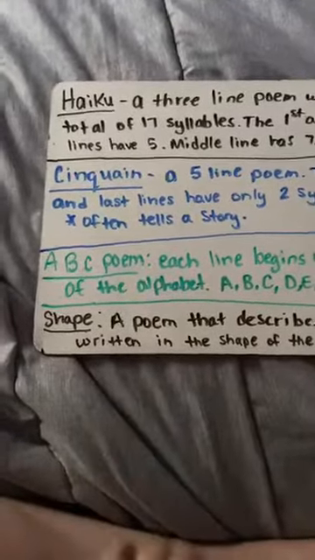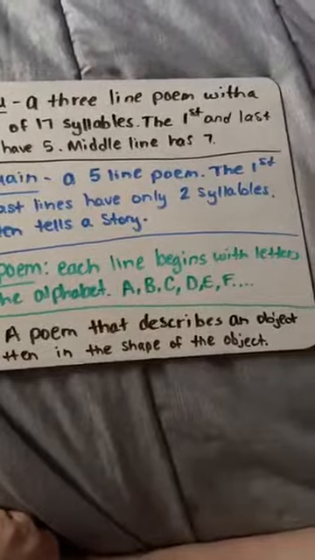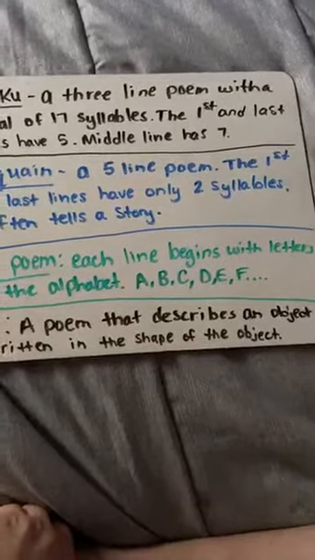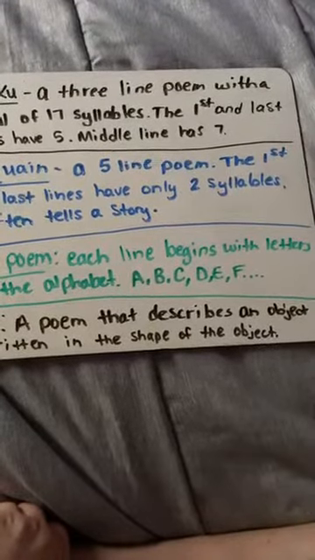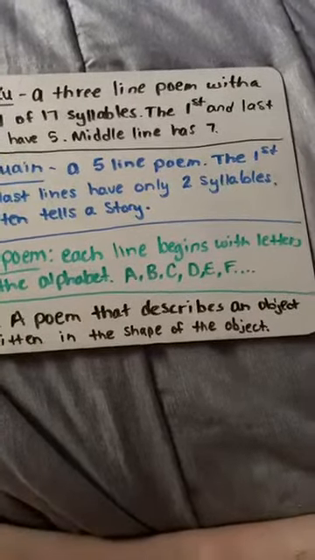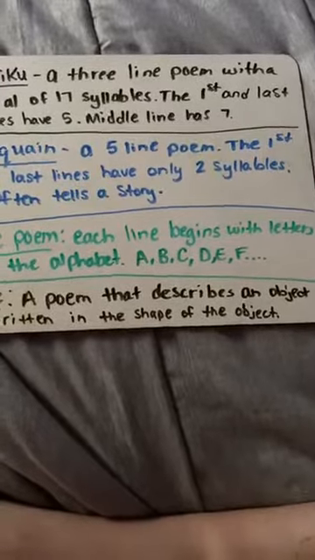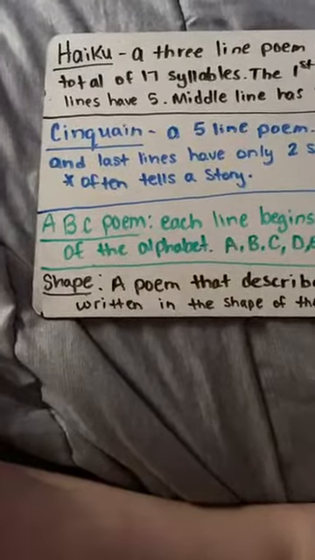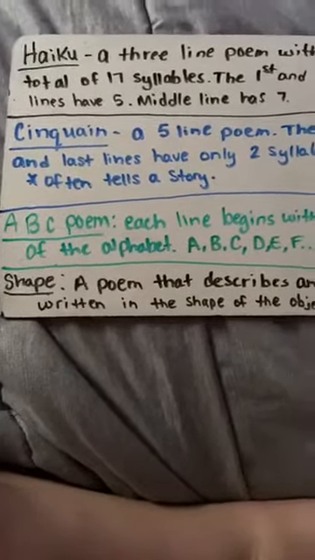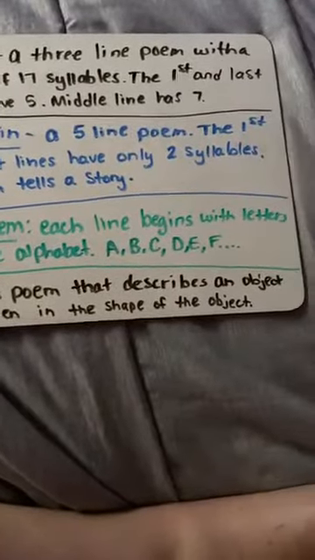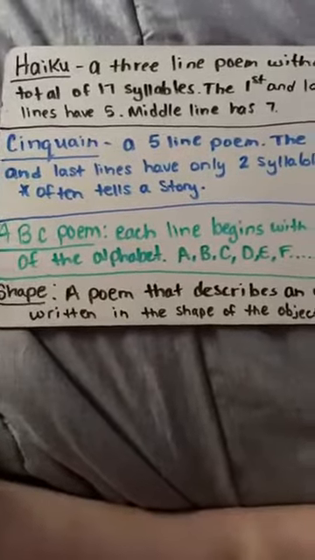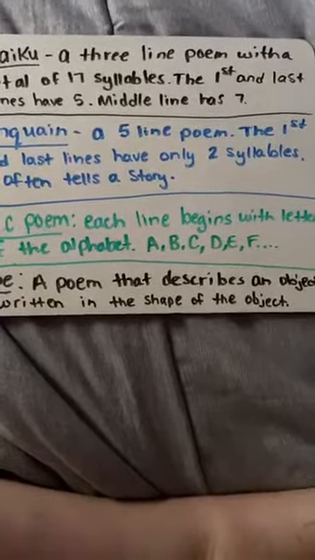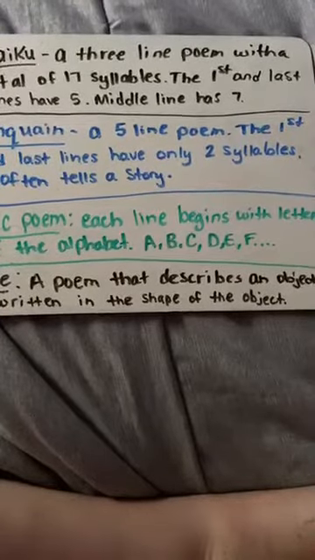An ABC poem. Each line begins with the next letter of the alphabet. Pretty exciting, huh? First line starts with A, next line starts with B, C, D, E, and F until you get all the way through the alphabet and you're writing that poem. Okay? And the last one that I'm going to talk about today is a shape poem. A shape poem is a poem that describes an object, but it's written in the shape of that object. So if I wanted to describe an apple, my poem would be written in the shape of an apple.